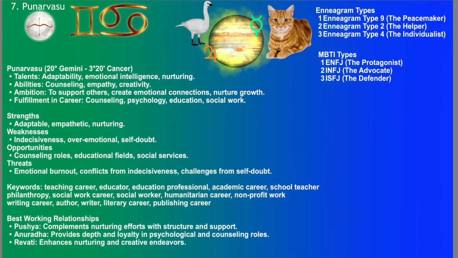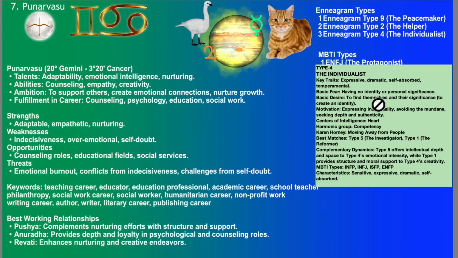Next one, Enneagram type 4, the individualist. Now this is where again the writer energy comes in very strongly, very expressive, very dramatic, very self-absorbed and very temperamental, which is the signature of all kinds of writers. Any kind of writing career, author, writer, literary career, publishing career, any kind of writing, even novels, they can write good novels. If they have a good Moon and a strong Venus with Mercury, they can become writers. And a type 4 individualist, of course. Type 4 Enneagram plus Punarvasu would give a good writing career.